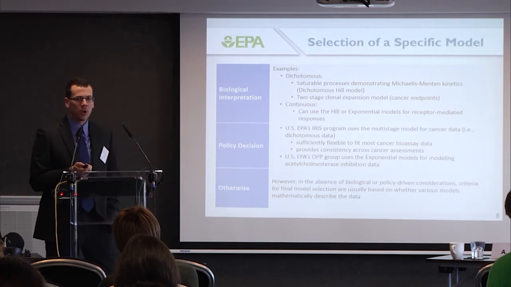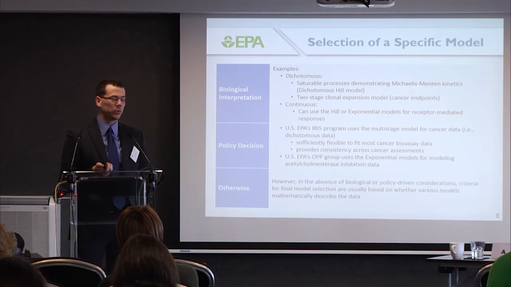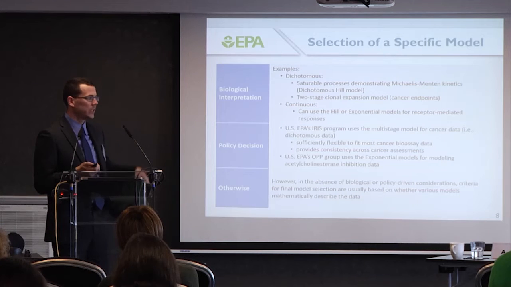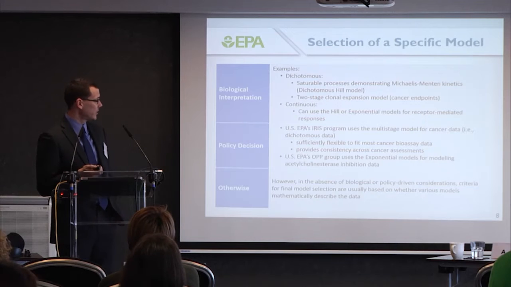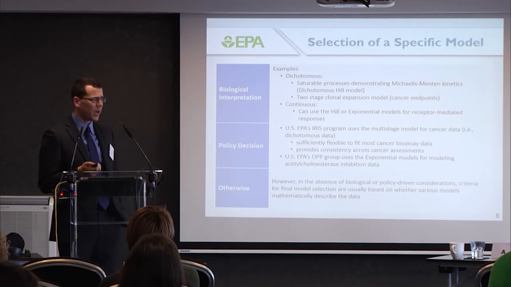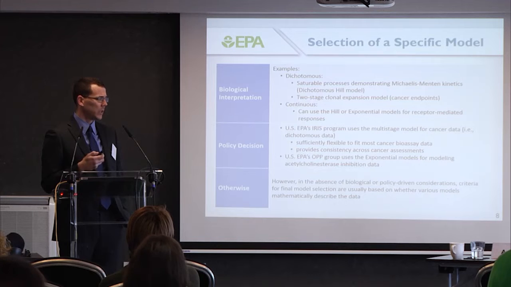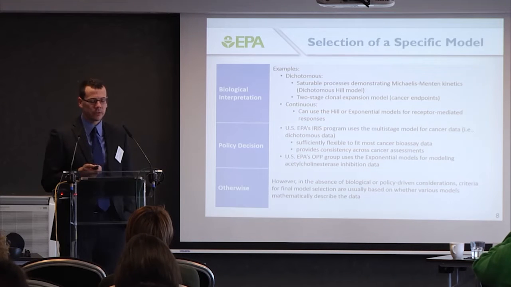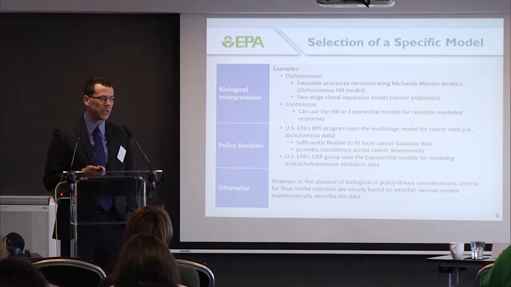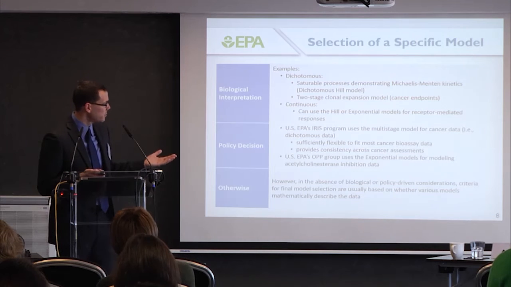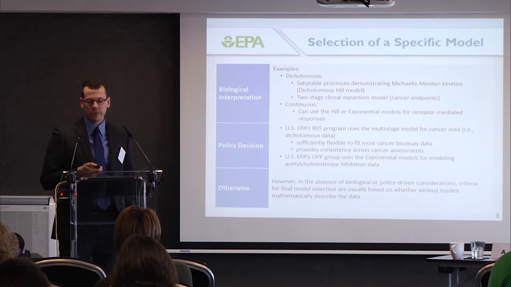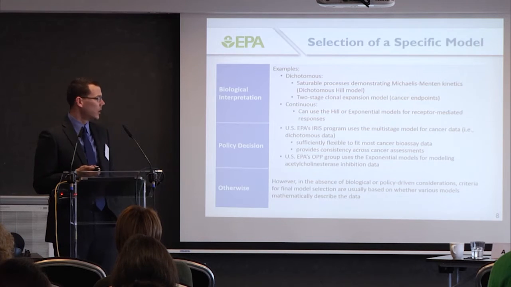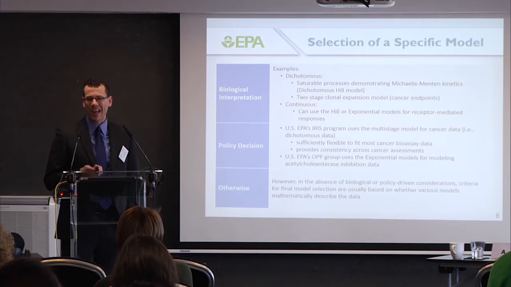So once you've selected your BMR, you need to select the set of models that you're actually going to apply to your data. And again, there's a tiered system of considerations. If you have a biological rationale for selecting a model, if you're modeling a saturable process, a dichotomous endpoint, that might be a good reason to use the dichotomous Hill model that's in BMDS. Although it's not a model that's in BMDS, if you're modeling a cancer endpoint, you might use the two-stage clonal expansion model. But as with the BMR, typically you're not going to have a biological rationale for using a particular model.